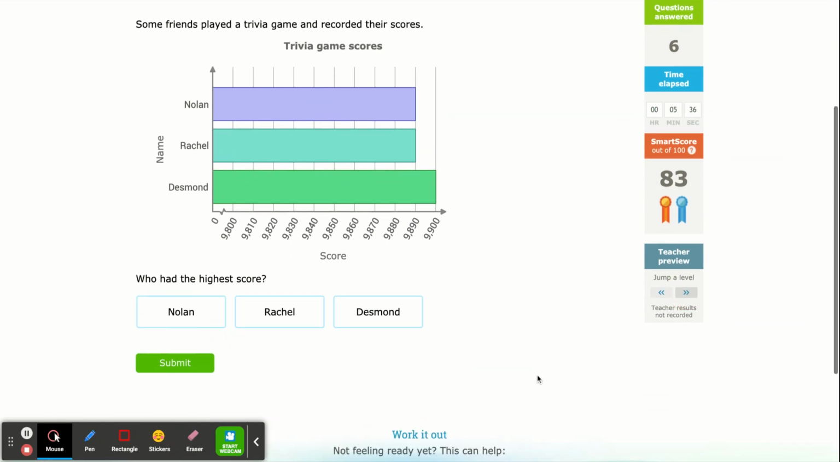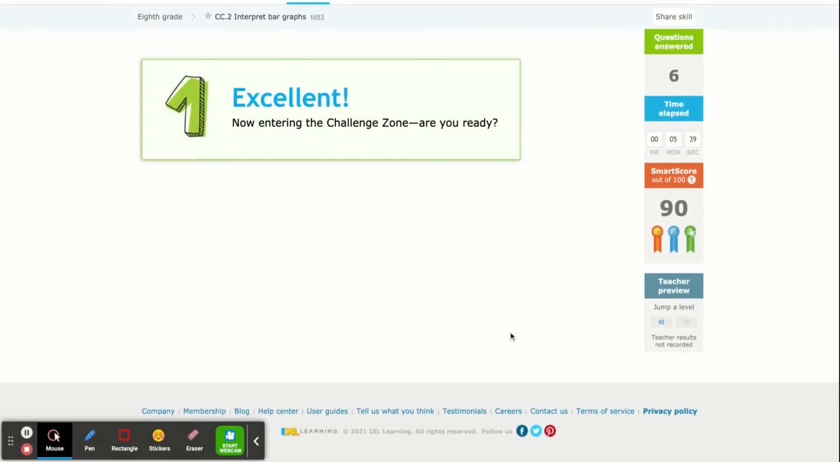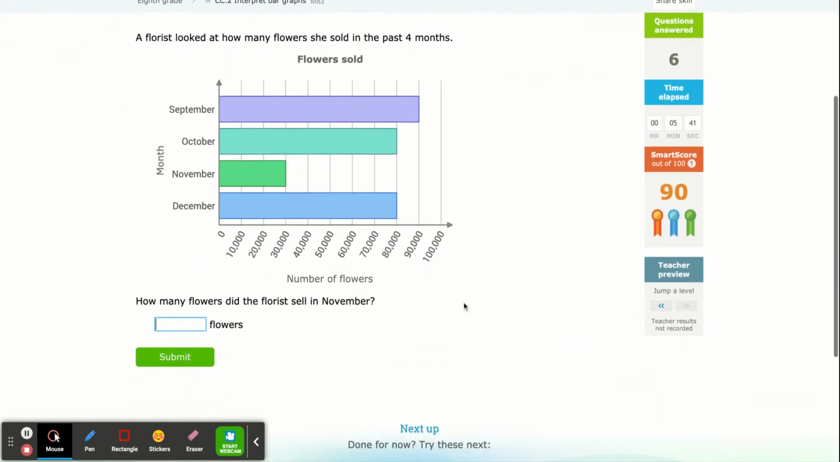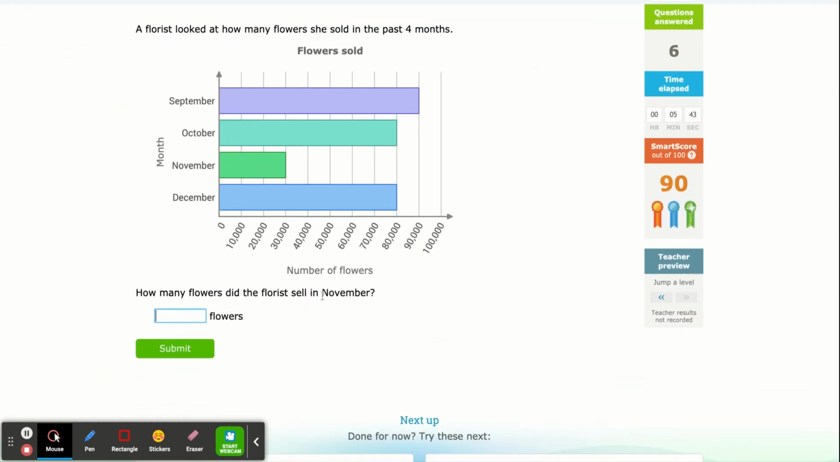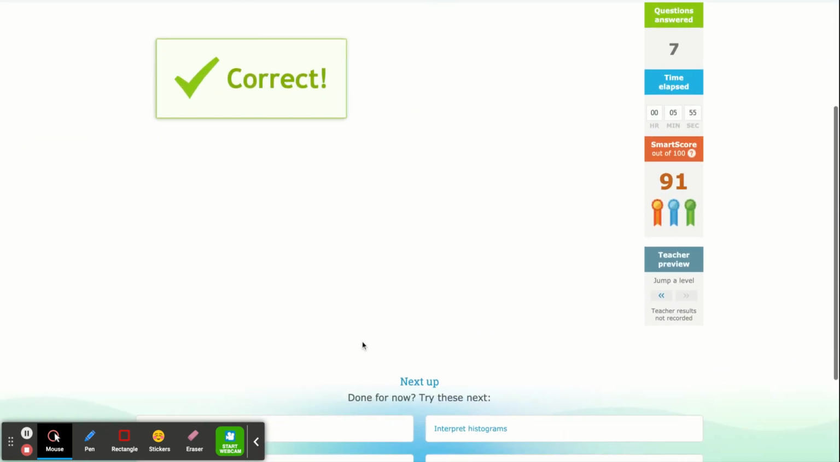Let's jump one more, since it allows us to go into the 90s. If you make it to the 90s, again, how many flowers did the florist sell in November? Again, some are so easy. November, this is the flowers sold, and they only want the number sold in November, which is 30,000. 30,000. I think most of you will fly through this lesson very quickly.